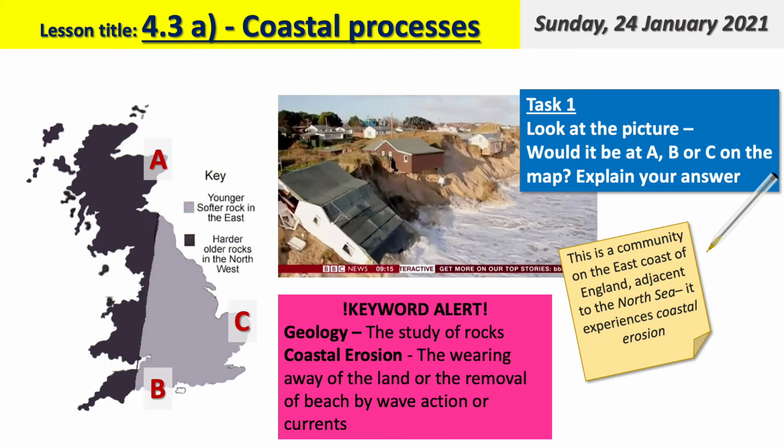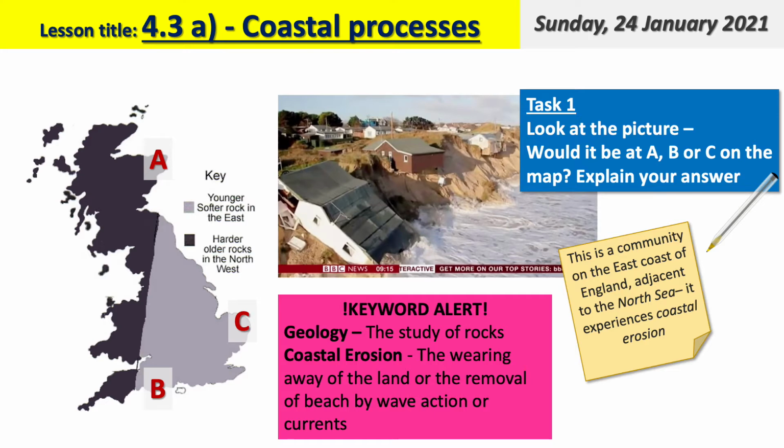Okay, so we're starting off with an image that you would have seen in the lower school. I'm not going to say the name of the place, but I've just put a hint there. So this is a community that's actually on the east coast of England, adjacent or next to the North Sea, and you have to suggest if it would be at A, B or C. Now it should be quite straightforward because I've told you the region that it's in, so it should be okay.